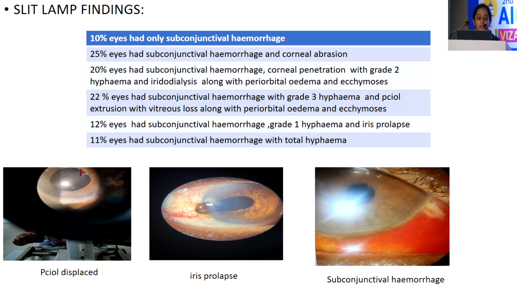Here in this image, in the first image, as indicated by the red arrow, the posterior PCIOL has been displaced, and in the second image, we can see that the iris is prolapsed to the side port that was made during the surgery, and this image demonstrates the subconjunctival hemorrhage.